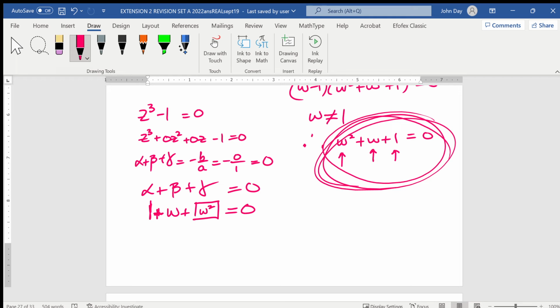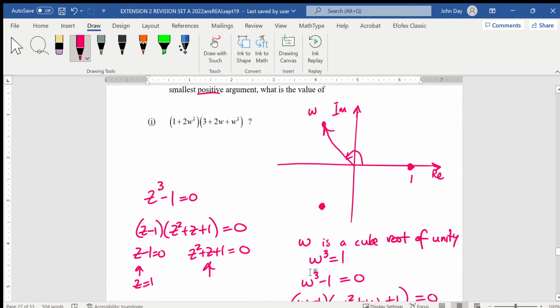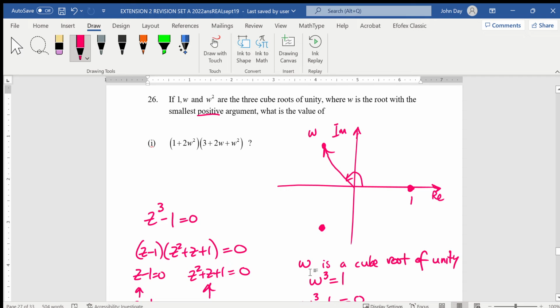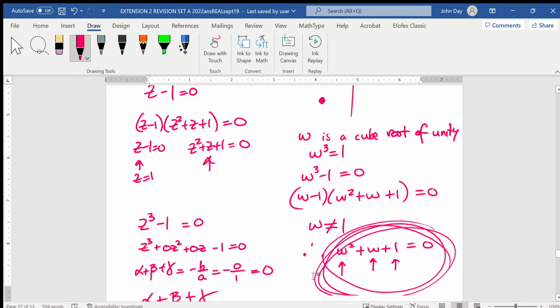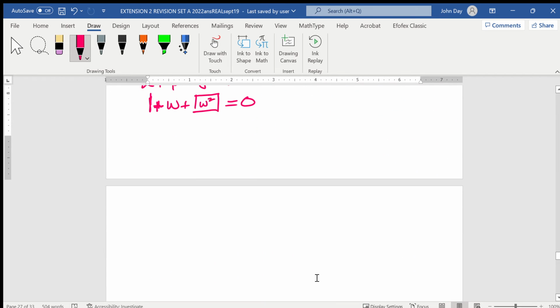All right, those discussions aside, we've been asked to find 1 plus 2w squared, bracketed, and then 3 plus 2w plus w squared. One way to go about that, it's up to your algebraic manipulation, is to say, if 1 plus w squared is 0, then w squared is minus 1 minus w. Just rearrange that equation. Wherever I see a w squared, I can replace it with minus 1 minus w if I want.